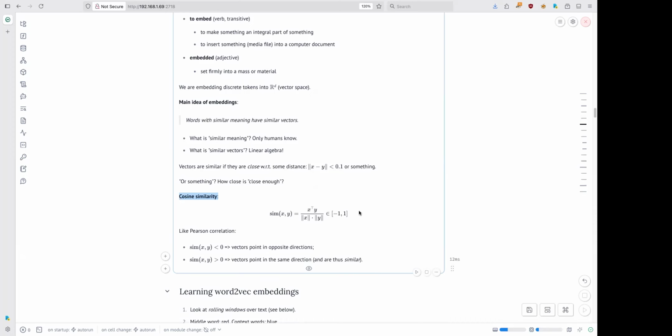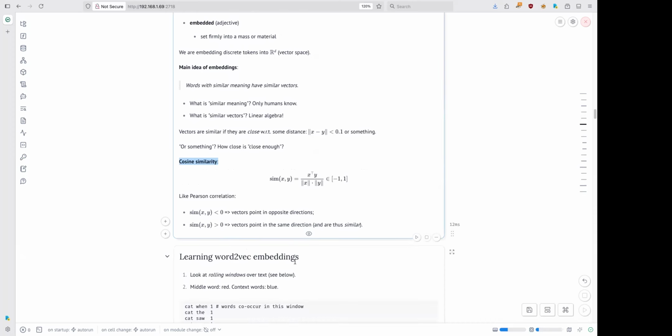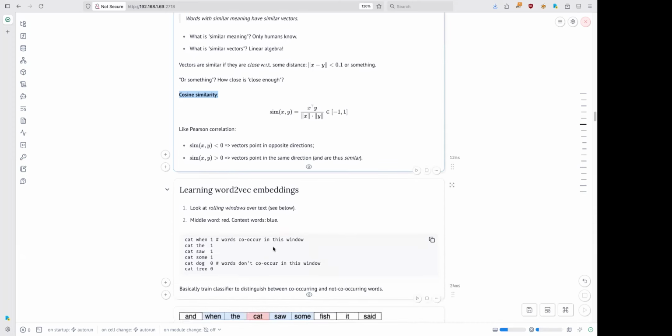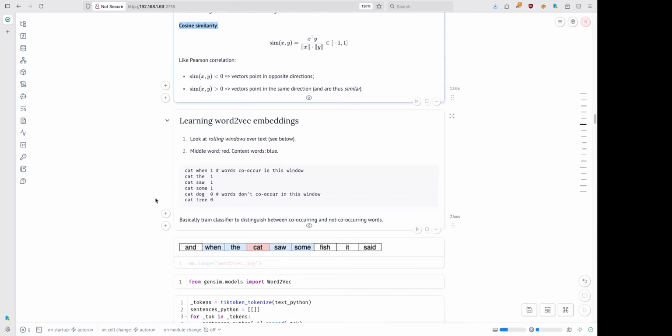Now let's have a look at how to learn embeddings. One of the first models to learn embeddings from data is called word2vec. It was discussed in the previous lecture. The main idea is that we look at rolling windows over our text. It looks like this.